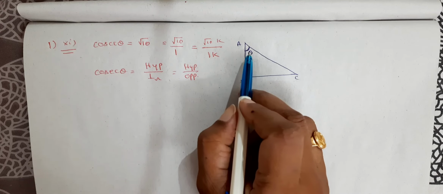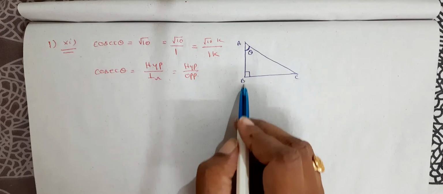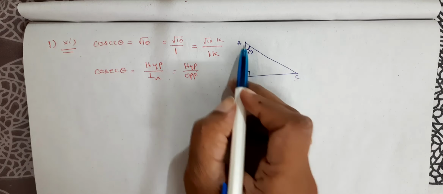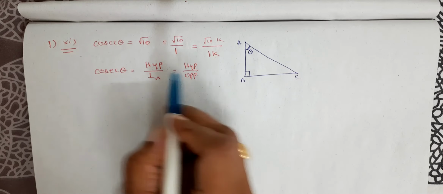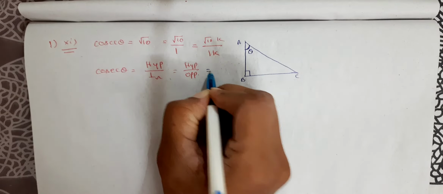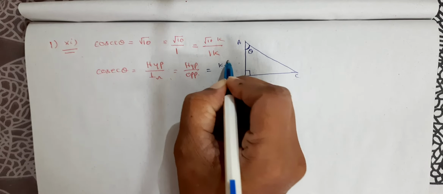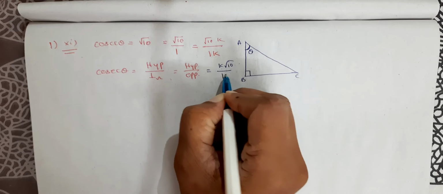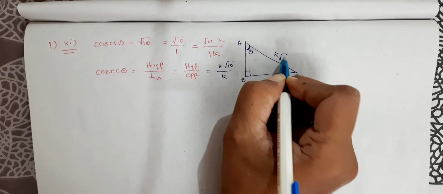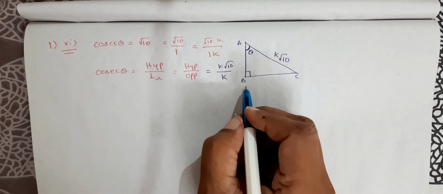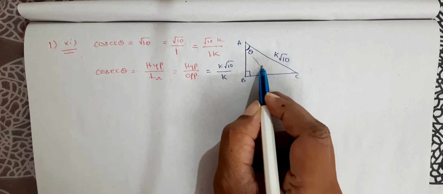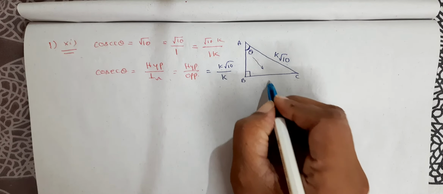So cosecant theta. Now with respect to theta, this is the base, or adjacent side, this is the opposite side, and this is the hypotenuse. So what is given? Hypotenuse by perpendicular is given to be k root 10 by k. So k root 10 corresponds to the hypotenuse, and the side opposite to the angle is k.